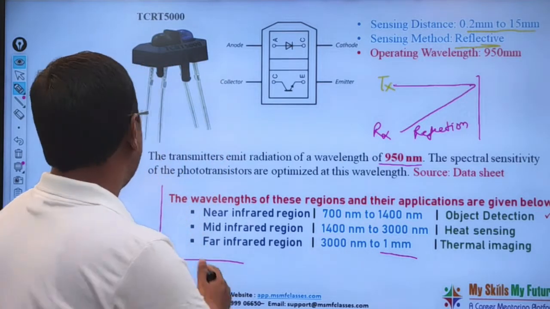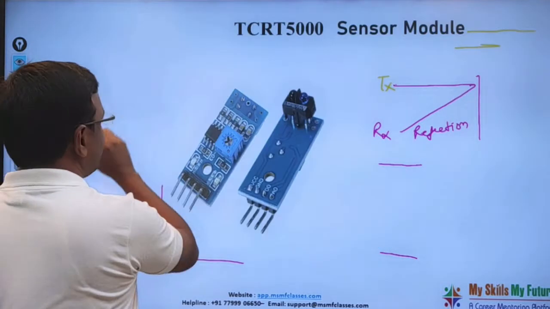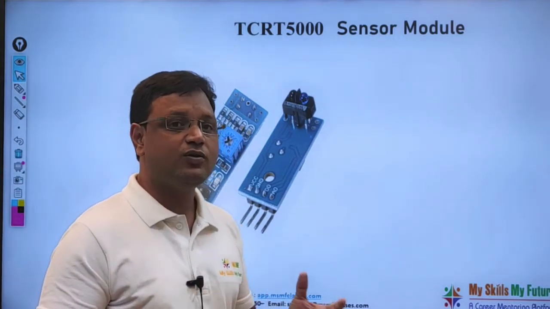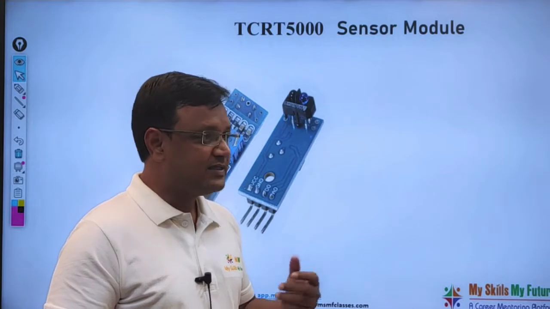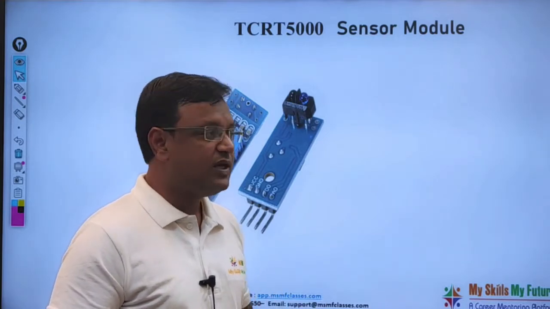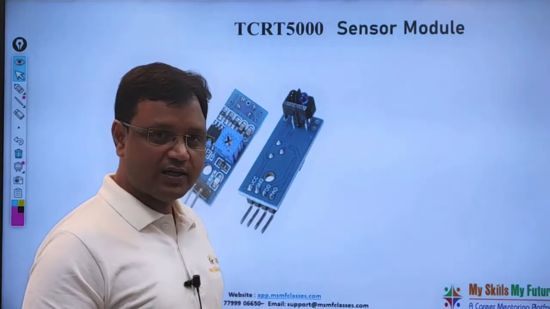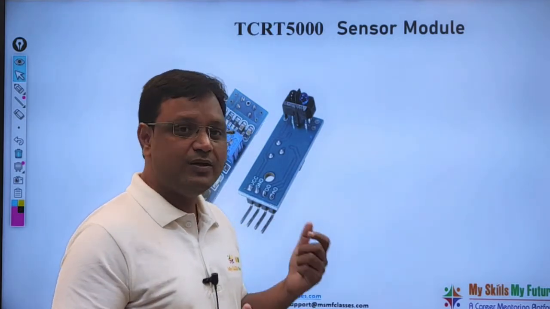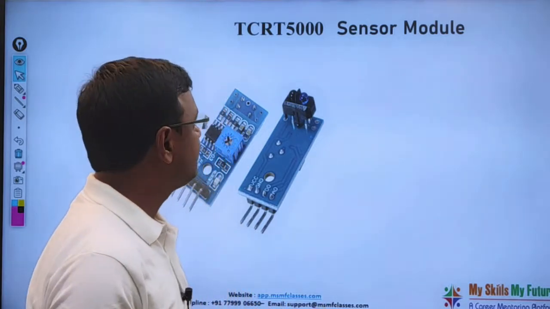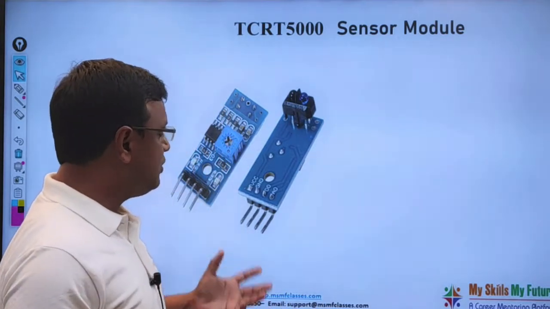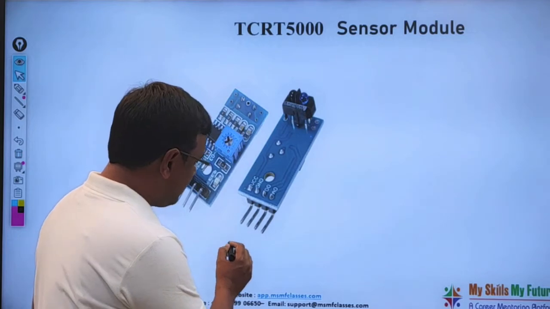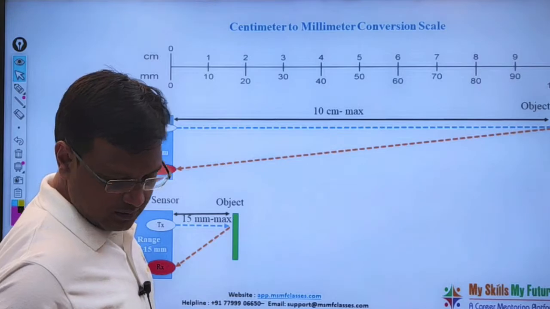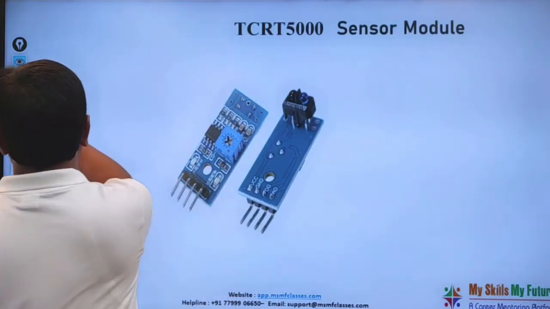Now I will move to another one. This one is a module. This is a sensor module, because a sensor itself cannot work. A sensor has to be converted into a module, and such modules are available in the market, and we can also design our own custom modules using the same sensors, right? In this module, you can see there are 4 pins. These are the 4 pins.